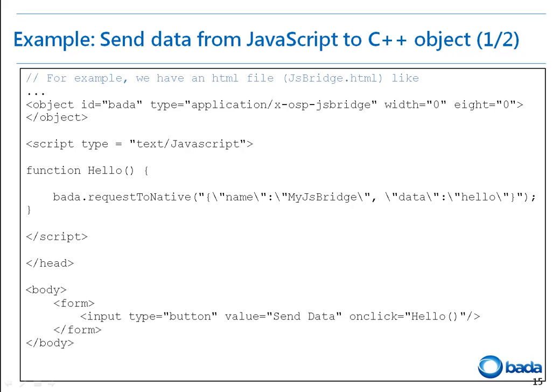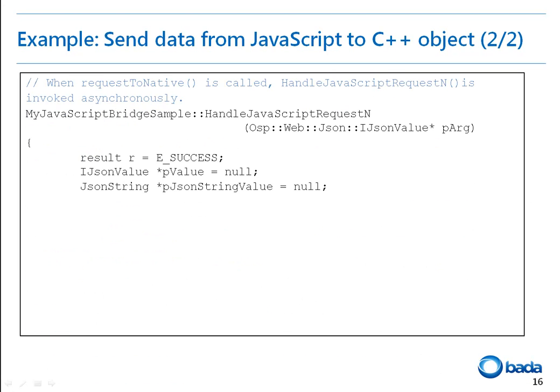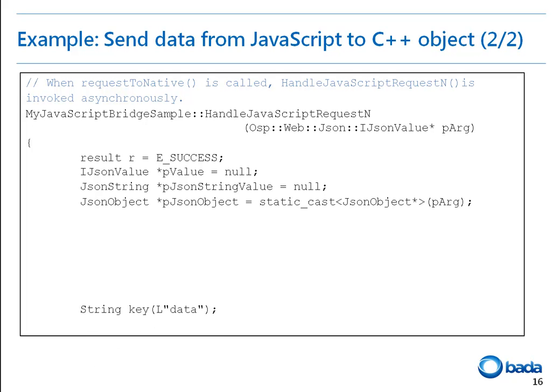In the next slide, you'll see how the data is retrieved by the bada C++ object. When requestToNative is called, the HandleJavaScriptRequestN method is invoked asynchronously. I have typecast the input argument to the JSON object so that we can retrieve the values.